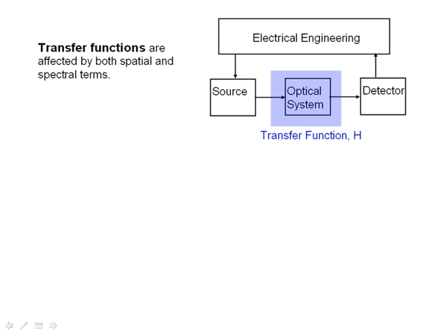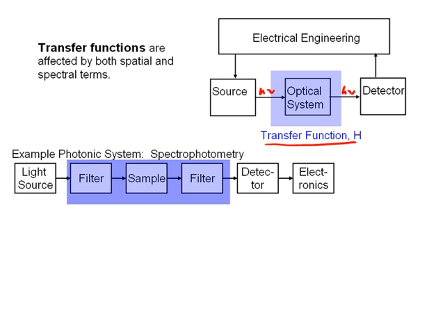To give you an idea of the ubiquitousness or the use of optical transfer functions, we can describe any optical system with a transfer function H, where we have photons coming in and photons coming out, but these photons may be going in different directions or have different colors or a different amount of photons corresponding to a different amount of power. The spectrophotometry system we are building in this class is an example of a system where the transfer function is composed of a filter, a sample, and another filter.